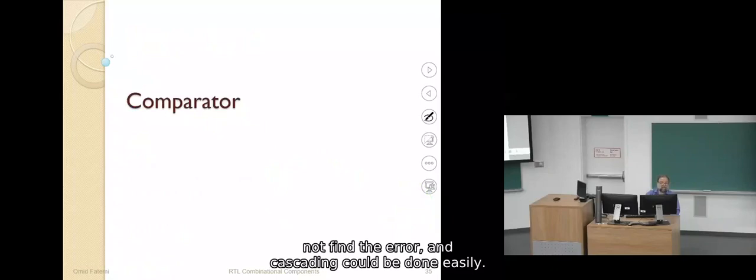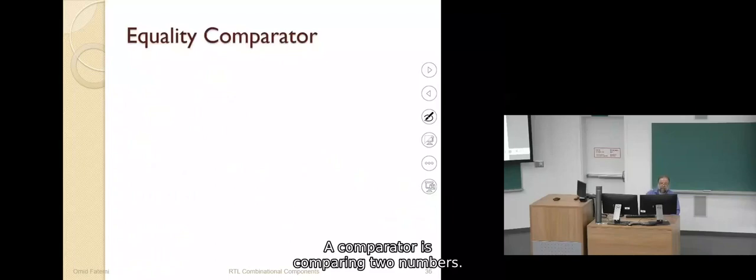The next component that we are going to see is the comparator. What's a comparator? We had something like that in the midterm exam also. We had some kind of comparator that you needed to design. A comparator is comparing two numbers. We start with the equality comparator, to check if the two numbers are equal or not. Again, what would be the best circuit? XOR, because if they are the same, the output is zero. If they are not the same, the output is one.